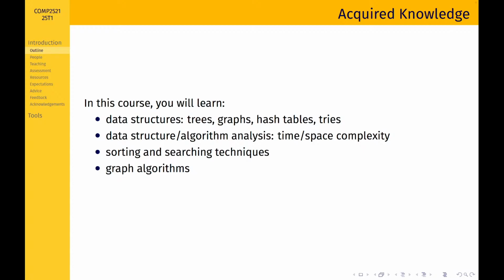Okay, and we'll also be covering sorting and searching techniques. These are very simple problems that you probably would have done as a child even. Sorting things, searching for things. But we're going to be looking at how we can sort and search for data at scale. What happens if we have 1 million items? How do we sort through these items or search through these items efficiently?